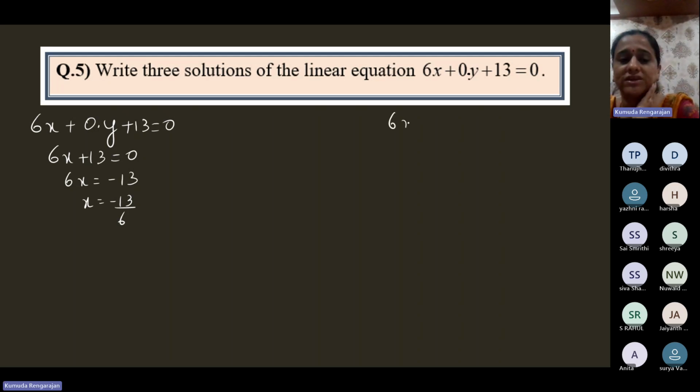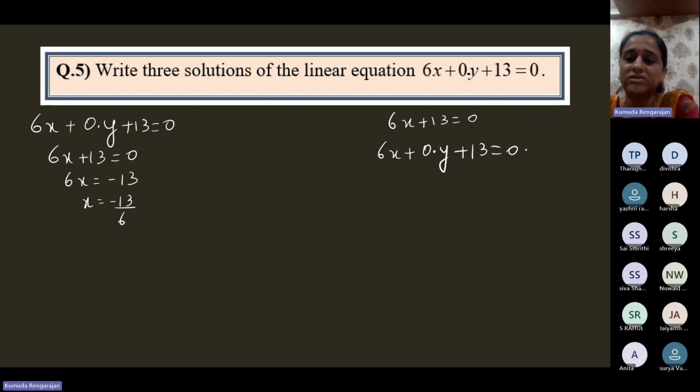I repeat, 6x plus 13 is equal to 0 is a linear equation in one variable x. A linear equation in only one variable has one and only one solution. And for this equation, the solution is minus 13 by 6. But they're asking you to write 3 solutions because they're treating this equation as an equation in two variables x and y, which is why they've introduced 0y plus 13 is equal to 0.